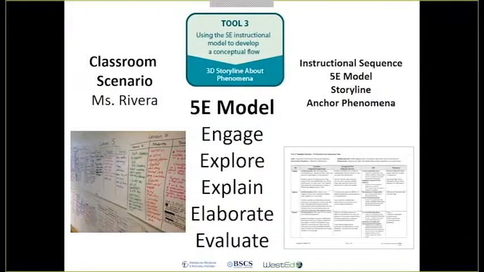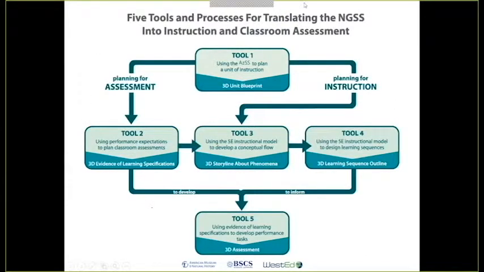And Mrs. Rivera's lesson plans, we figured out from the Tool 3 webinar, was aligned with the 5E instructional model and the research on how students learn. We looked at her lesson and how she focused on an anchor phenomenon throughout the entire unit. And that, if you remember, was on the wolves, the reintroduction of the wolves into Yellowstone. And then that was all placed into the Tool 3 template, or the storyline and conceptual flow. And today we're going to focus on Tool 4 and creating that learning sequence outline.